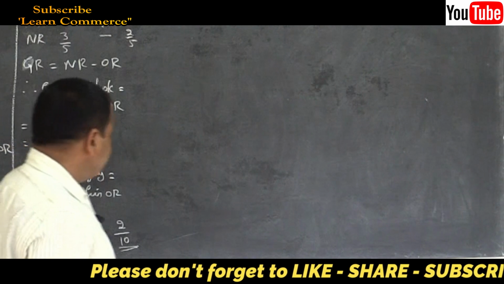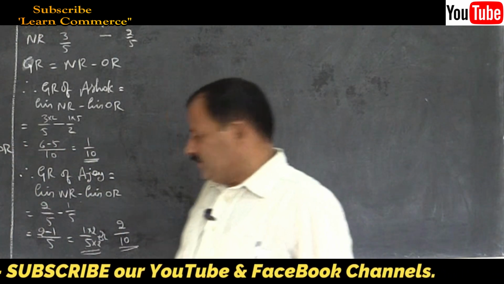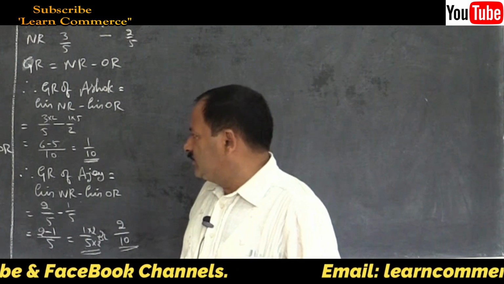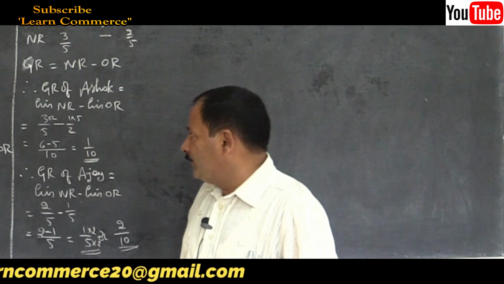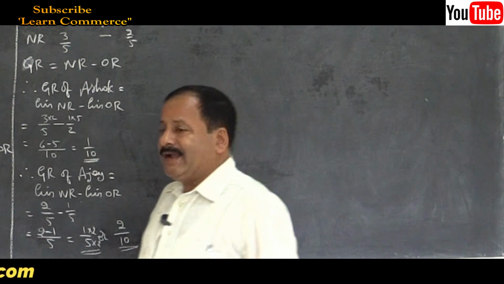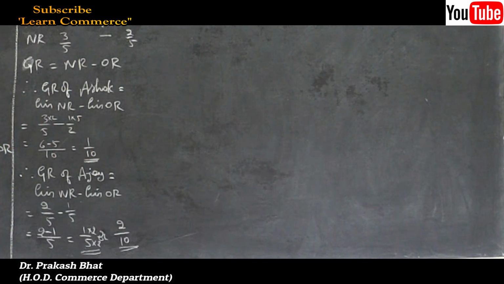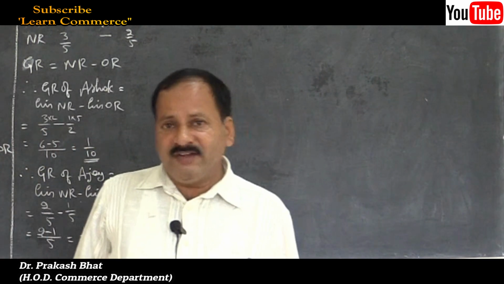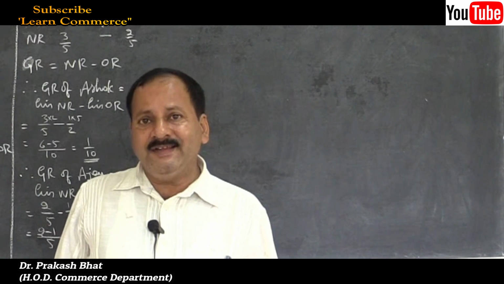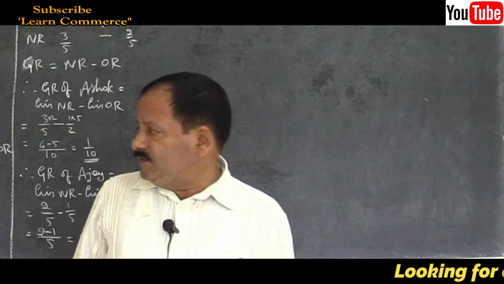So write one sentence, last sentence. Therefore, gain ratio of Ashok and Ajay is equal to 1 by 10 is to 2 by 10. Yes, your problem is solved.